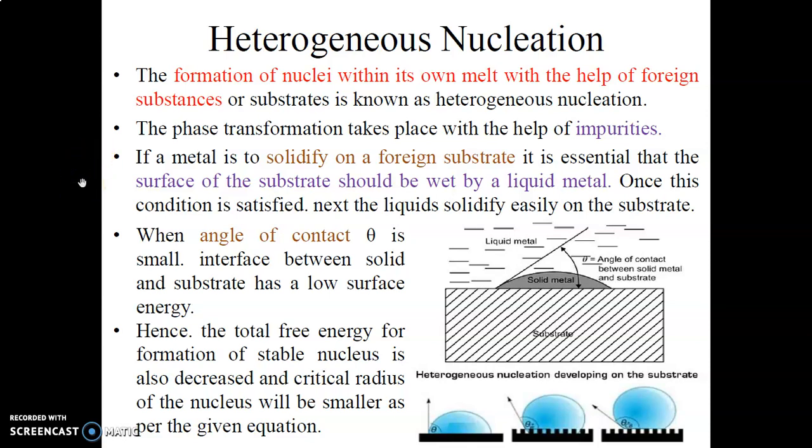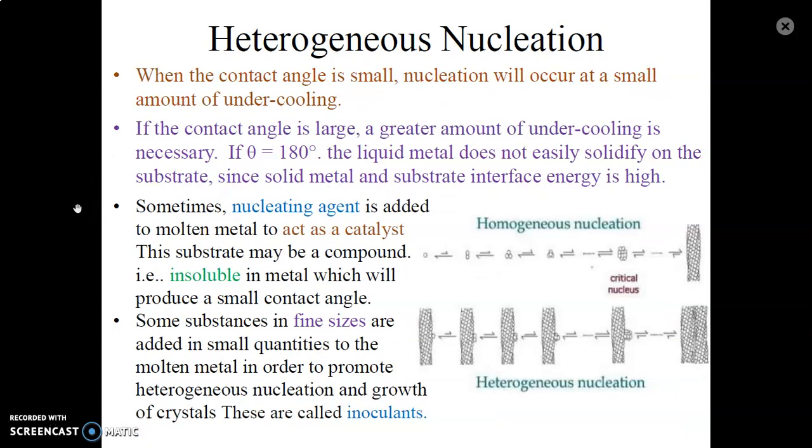So here it is very simple. We are using an external impurity to start the nucleation, and after that you will get the solid substance. When the contact angle is small, nucleation will occur at a small amount of undercooling. If the contact angle is large, a greater amount of undercooling is necessary. If theta is equal to 180, the liquid metal does not easily solidify on the substrate.